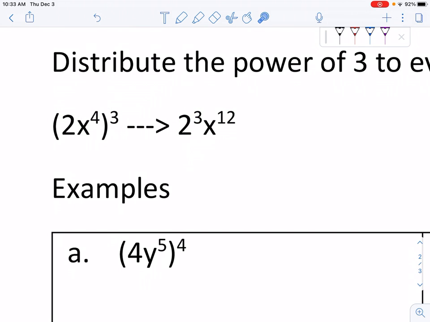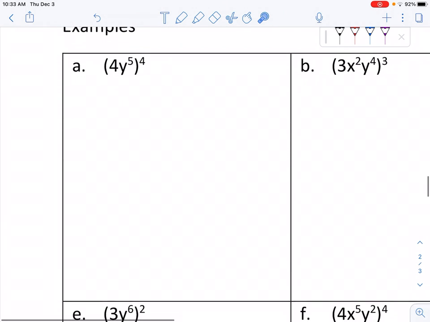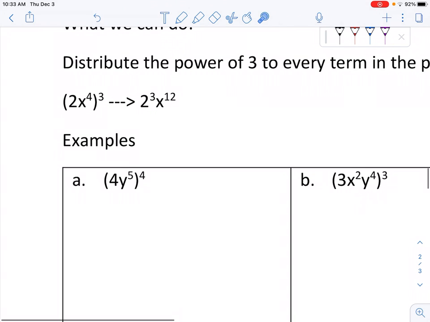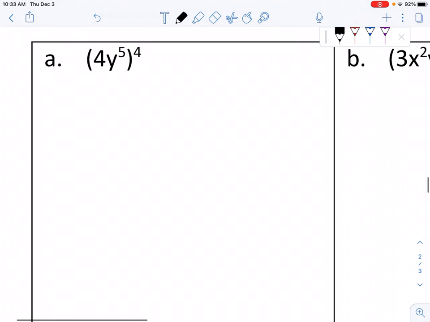So let's go over a couple practice examples. And for these ones, we're actually going to also evaluate what 2 to the third is. So we would take this a step further and say 2 to the third is 8x to the 12th. And I'll show you how to do that on the calculator.